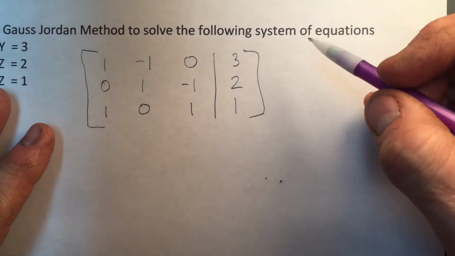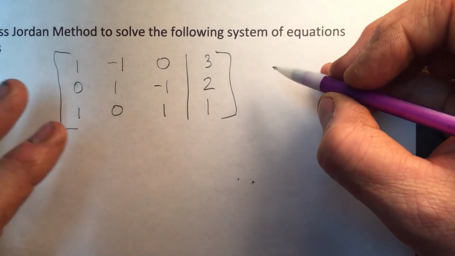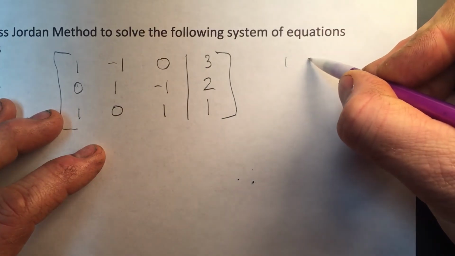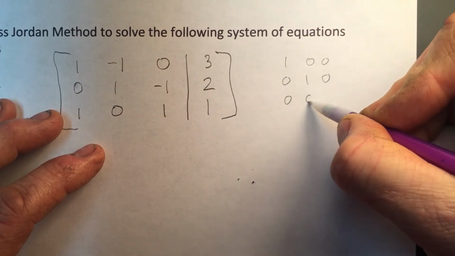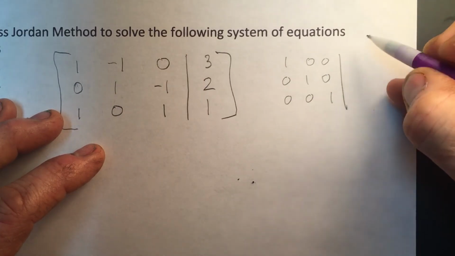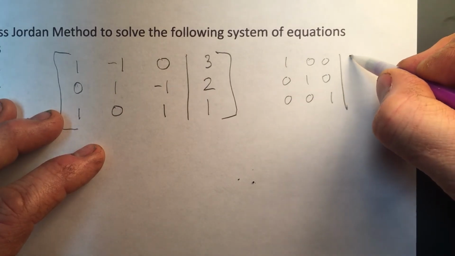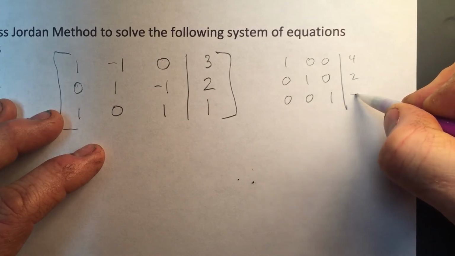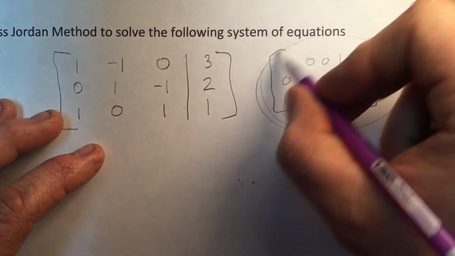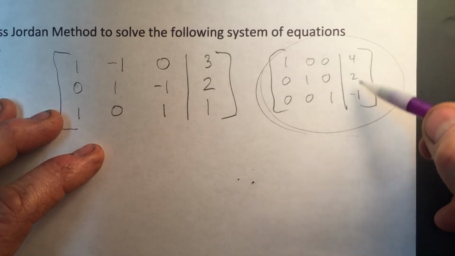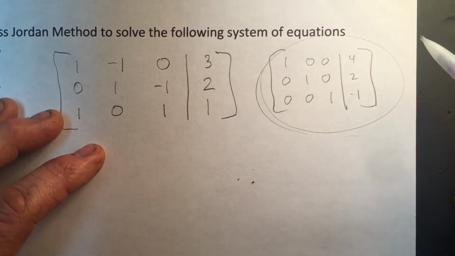Now this time, let me put a reminder over here. I want this, 1 0 0 0 1 0, 0 0 1. And I want my solutions. Let's make a guess here. Let's say this is 4, 2, and -1. This is what I want to get, something like this. Now, I don't know about these solutions being right. We'll find out here in a minute.